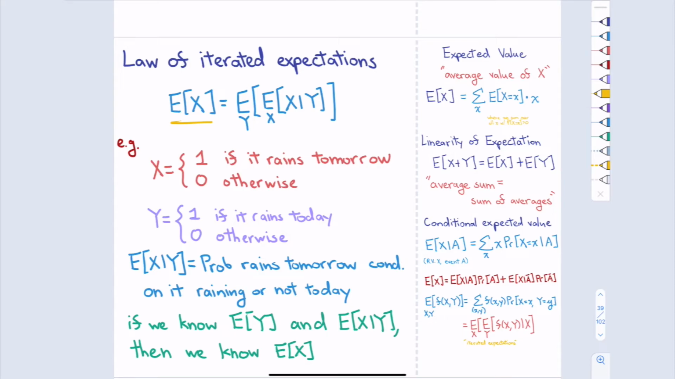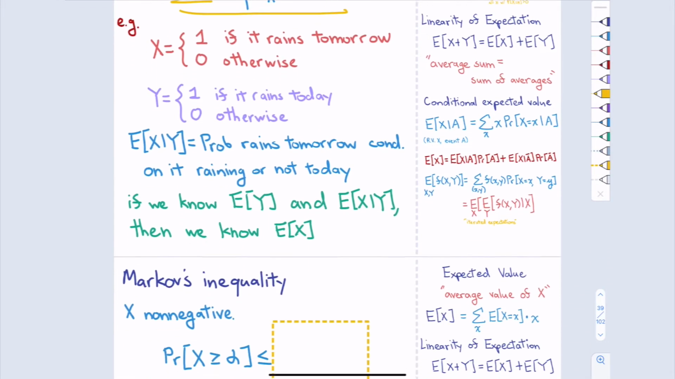The law of iterative expectations is saying that actually we have all the information we need, because I can evaluate the expected value of x given y. It'll be more interesting when it comes up in the analysis, but I wanted to put it out there.